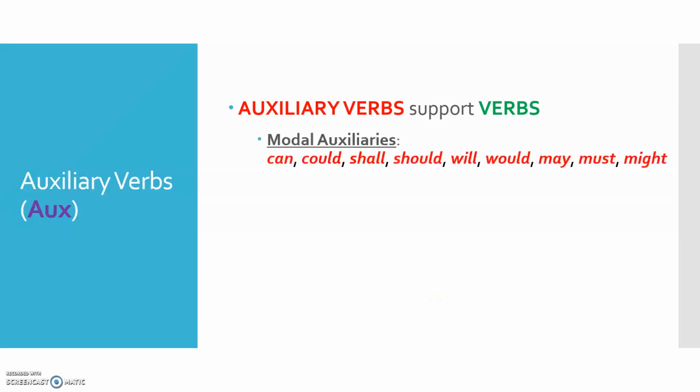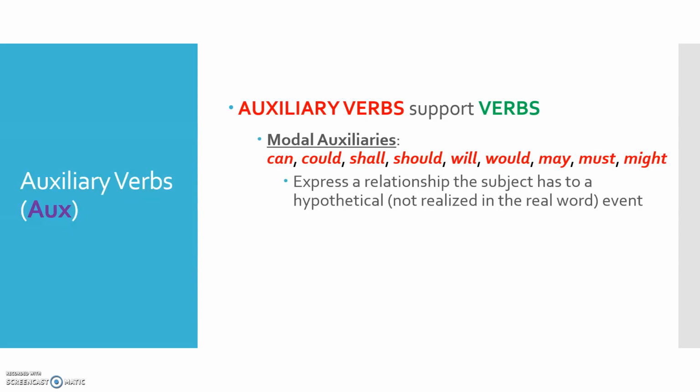Okay, now we've got our modal auxiliaries, the would pairs, and the M's: can, could, shall, should, will, would, may, must, might. What is the job of these guys? Well, here the subject has some kind of relationship to an event, to a hypothetical event, so nothing that's happening in the real world. It's not happening now. It hasn't necessarily happened in the past. So here's the subject, she, and here's an event, study algebra.